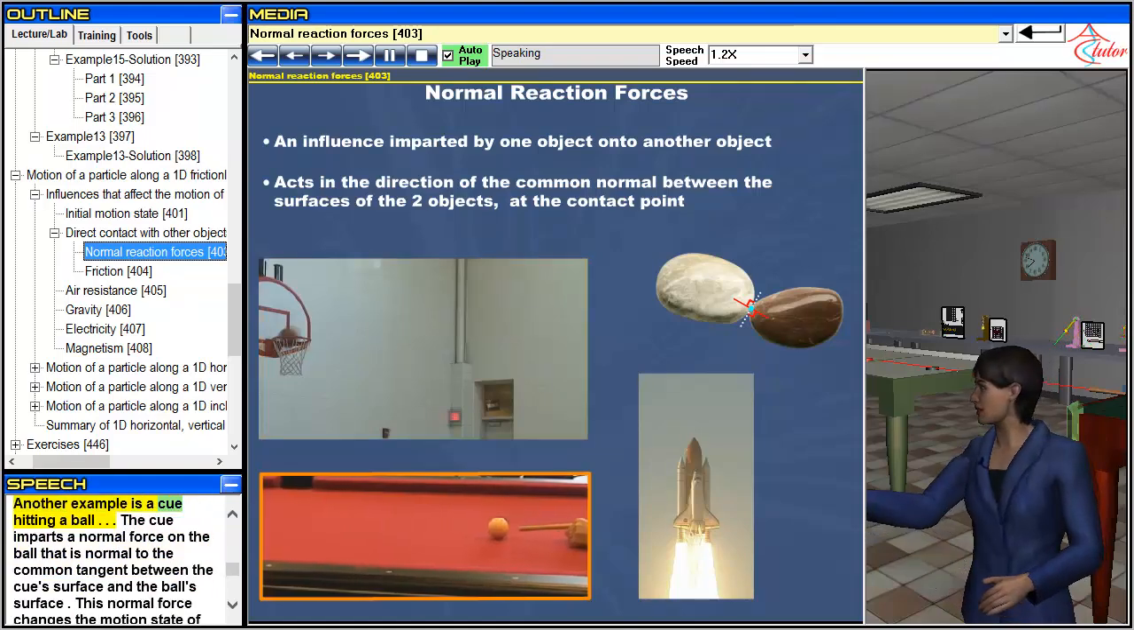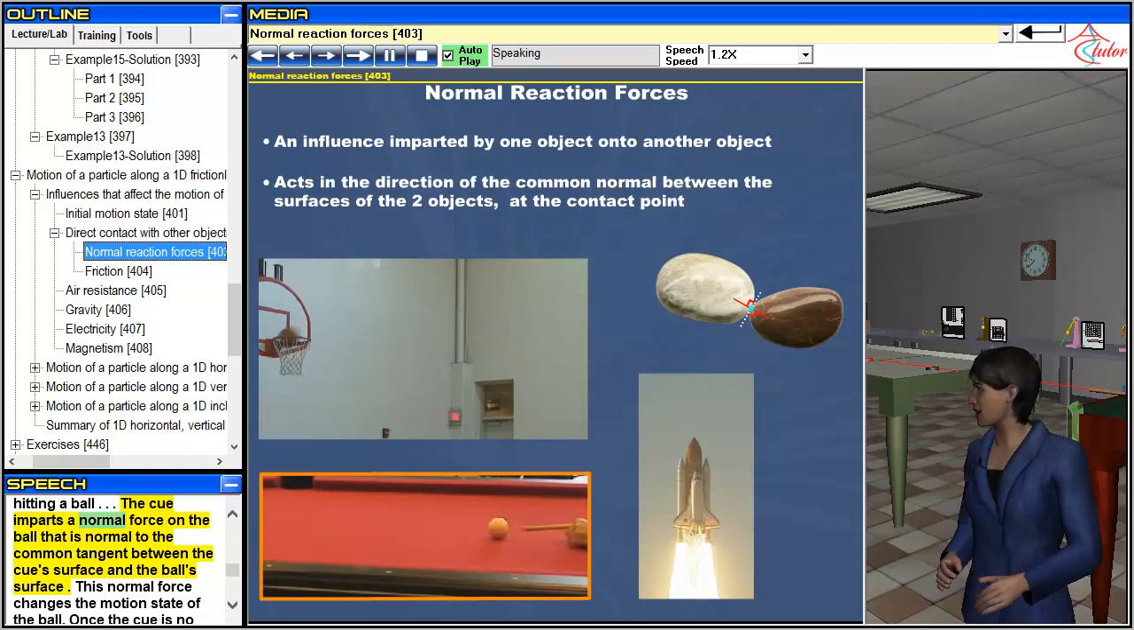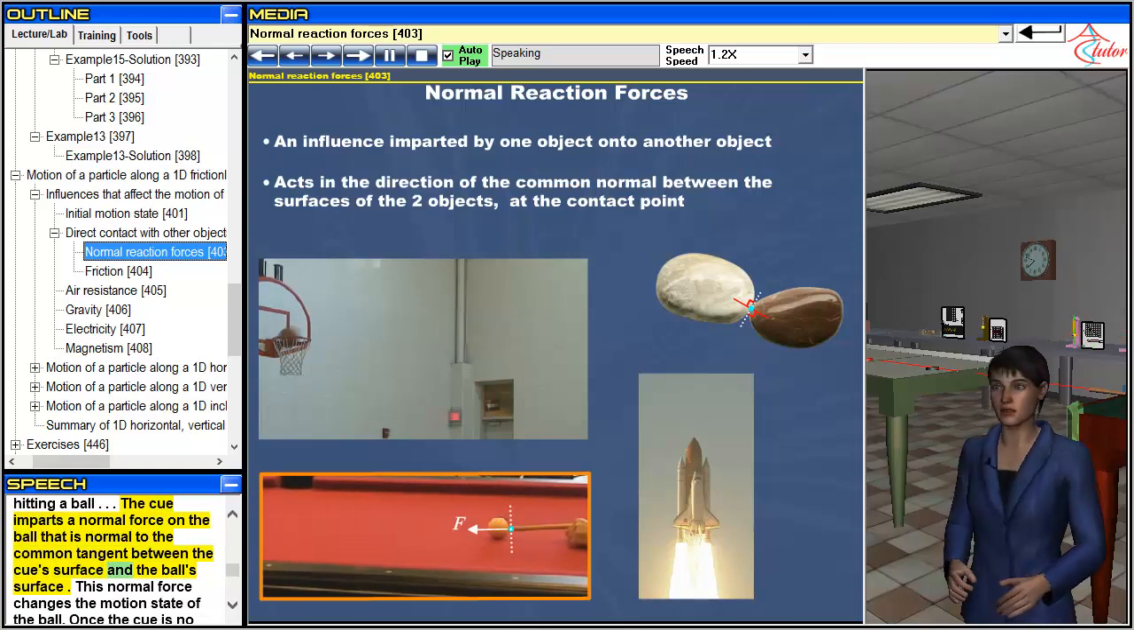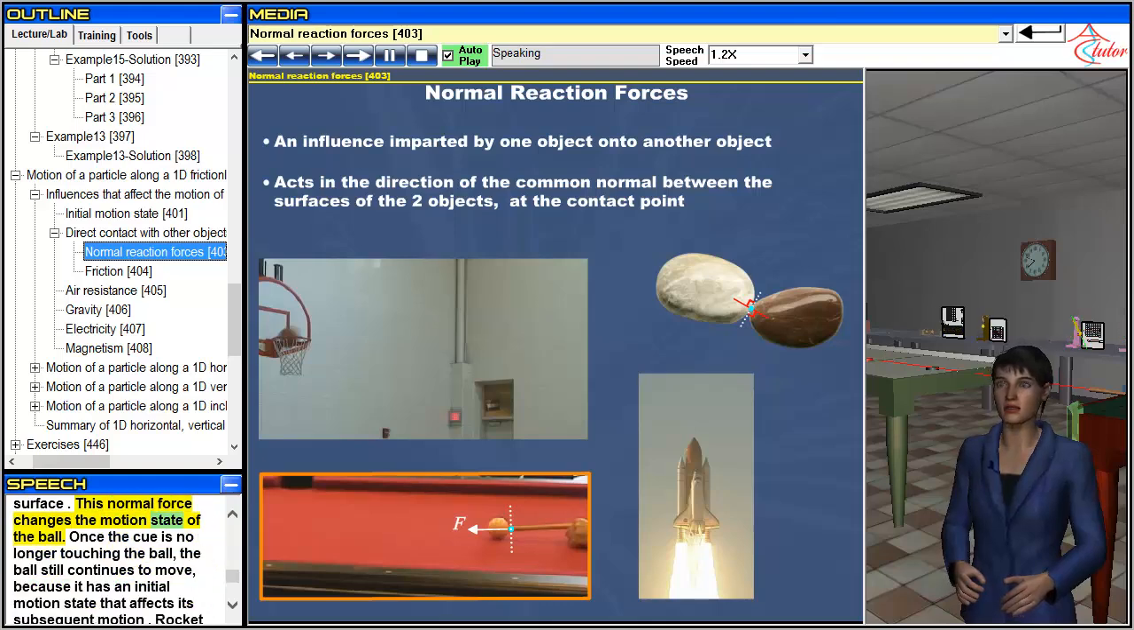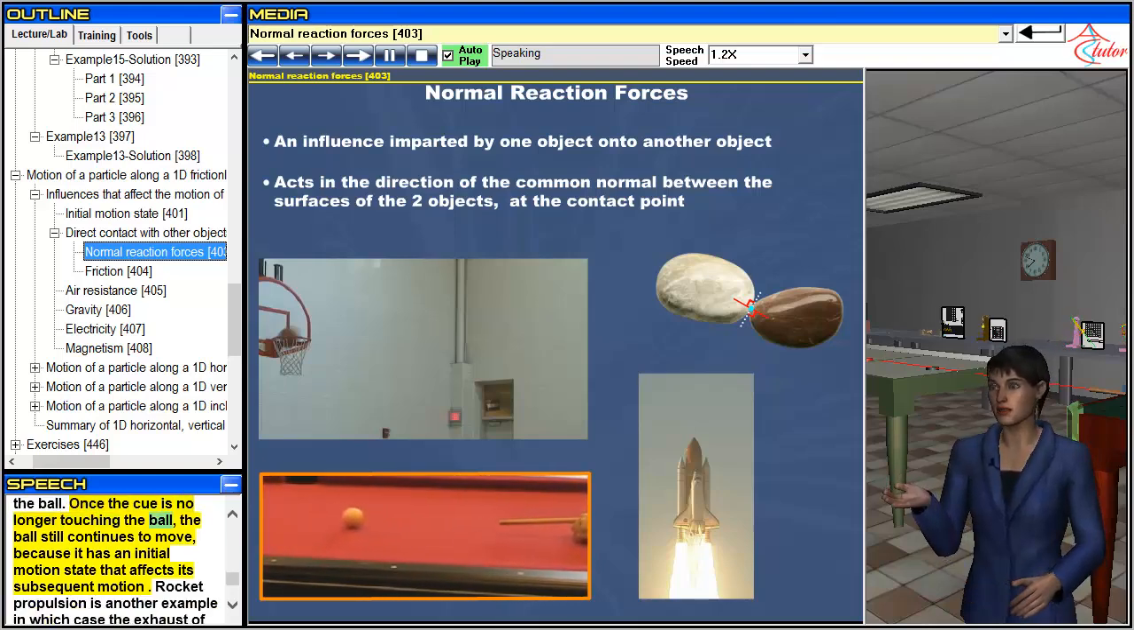Another example is a cue hitting a ball. The cue imparts a normal force on the ball that is normal to the common tangent between the cue's surface and the ball's surface. This normal force changes the motion state of the ball. Once the cue is no longer touching the ball, it still continues to move, because it has an initial motion state that affects its subsequent motion.